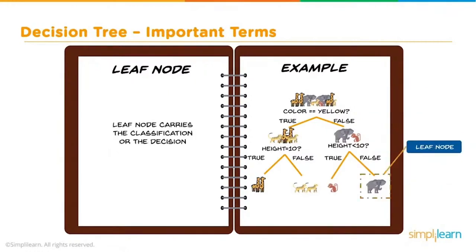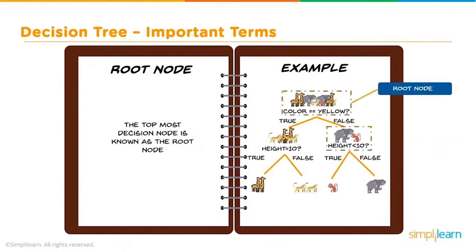Finally, we went over the different parts of our tree, and they call the leaf node. Leaf node carries the classification or the decision, so it's the final end at the bottom. The decision node has 2 or more branches. This is where we're breaking the group up into different parts. And finally, you have the root node. The topmost decision node is known as the root node.